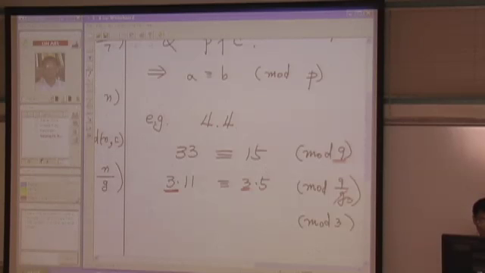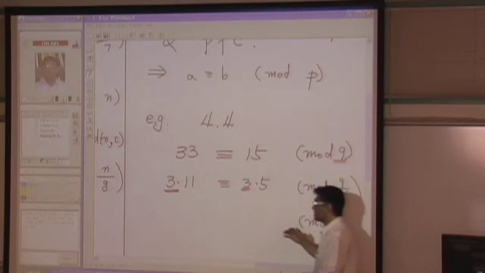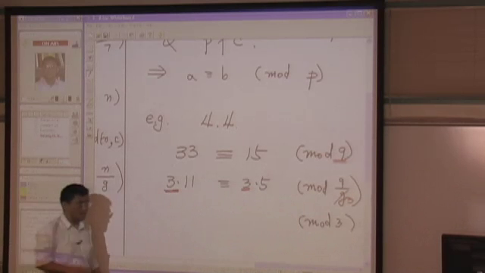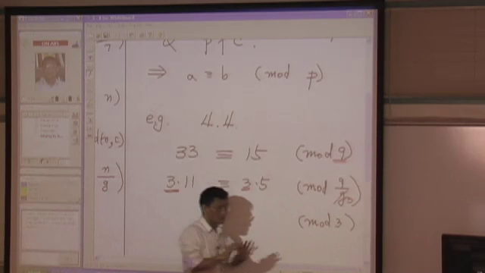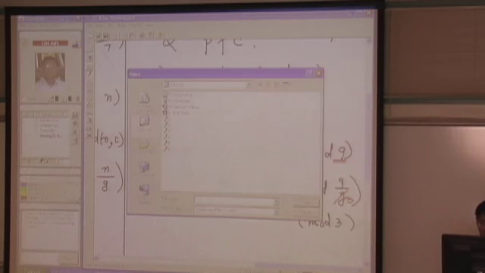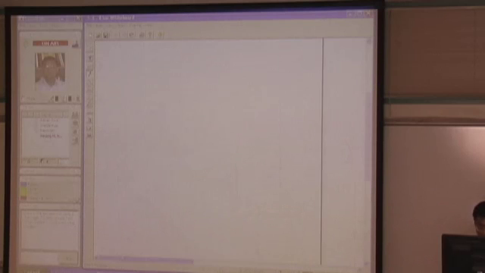Now I will briefly introduce the next very, very important concept for the remaining 15 minutes. And then later, whenever you have questions or difficulties, you can ask. But for the remaining 15 minutes, I will cover a very, very important thing. Positional number system.